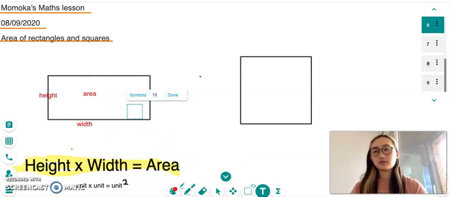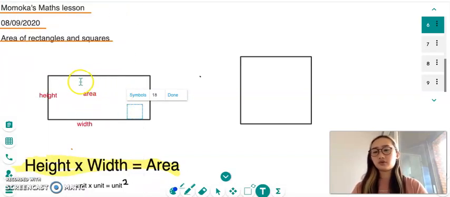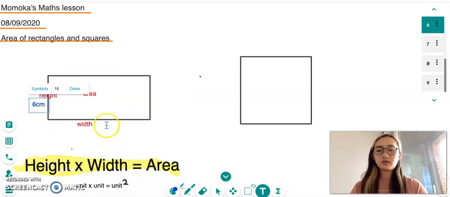As an example question, what if we were told that, say, this is a photograph and the height was 6 centimeters and the width was 8 centimeters? What would the area be?